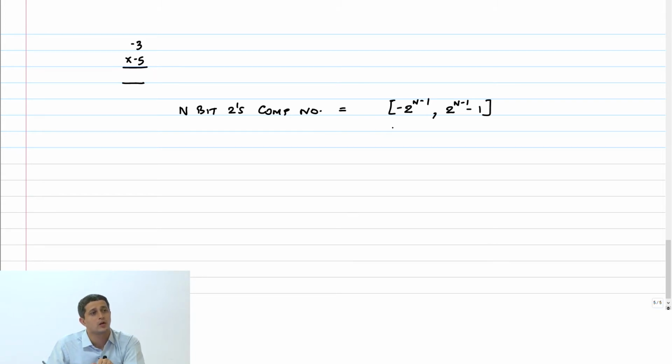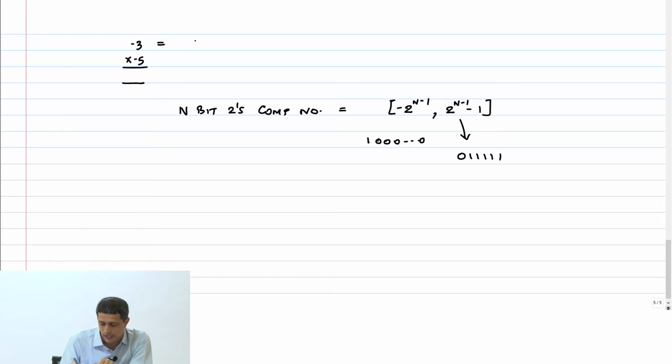What are the values corresponding to these binary representations? Minus 2 power n minus 1 is 1, 0, 0, 0, 0, all the way. What is the other representation? 0, 1, 1, 1, 1, 1. Correct. So for minus 3 and minus 5, what is the minimum number of bits we need to represent this? 4 bits, right? So we can write this as 1, 1, 0, 1, and this is going to be 1, 0, 1, 1.